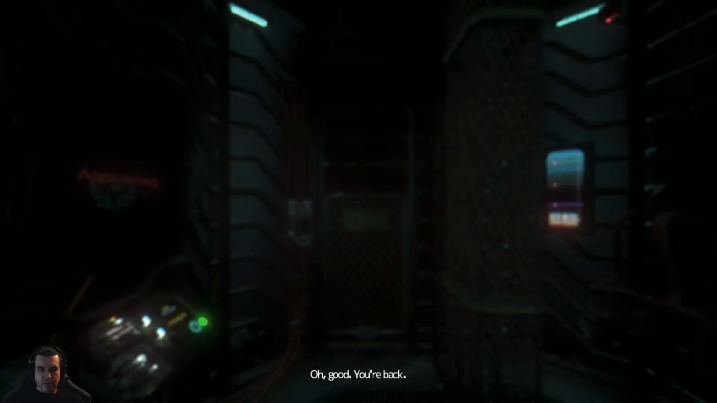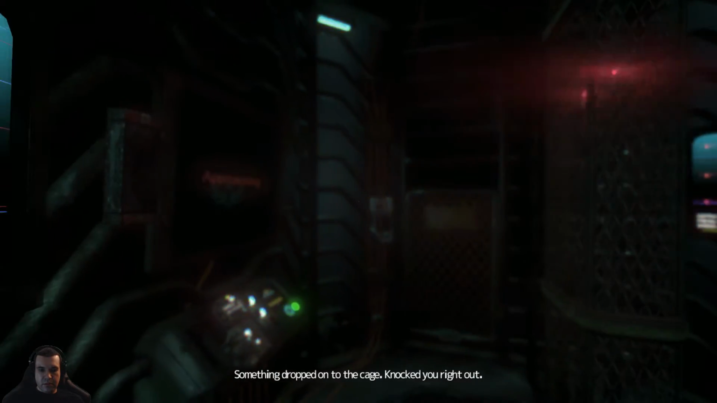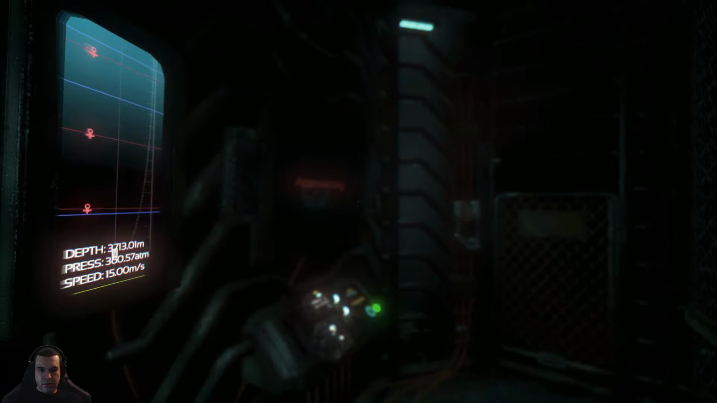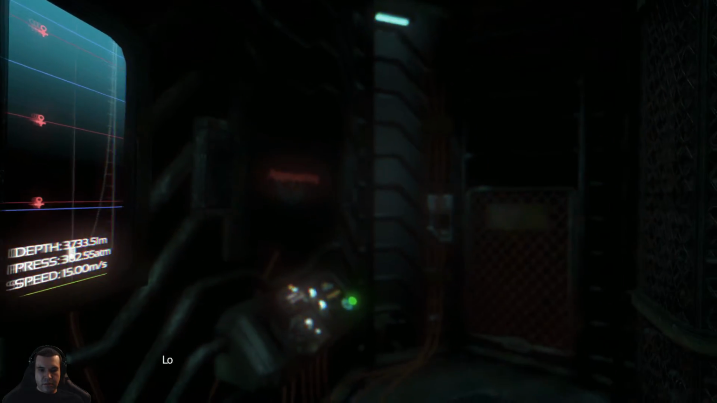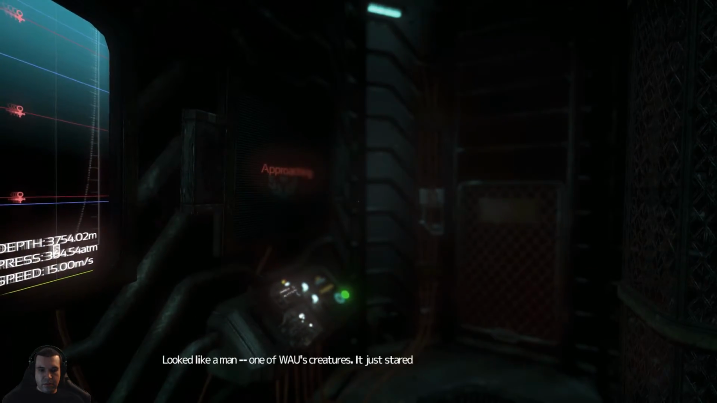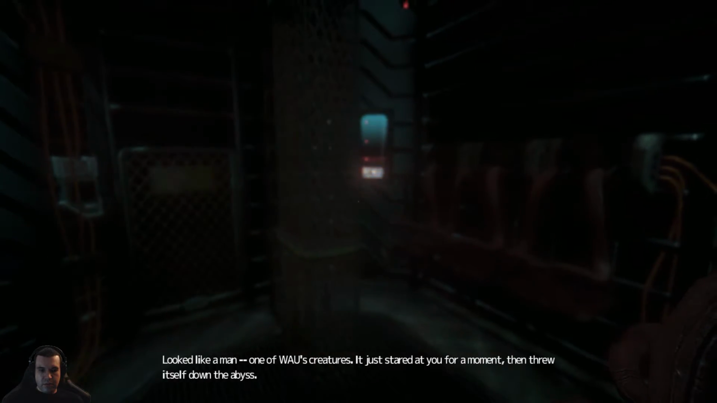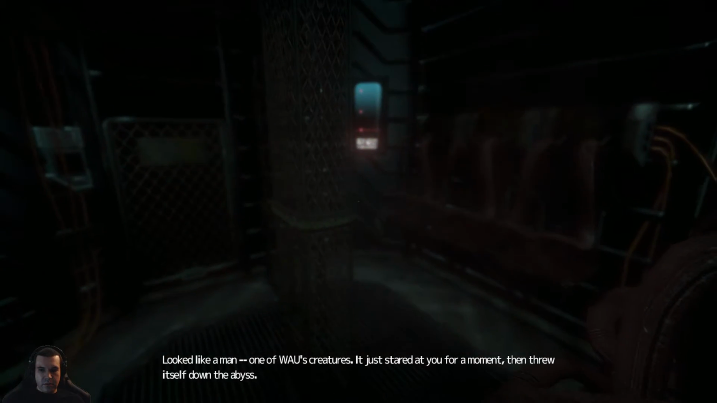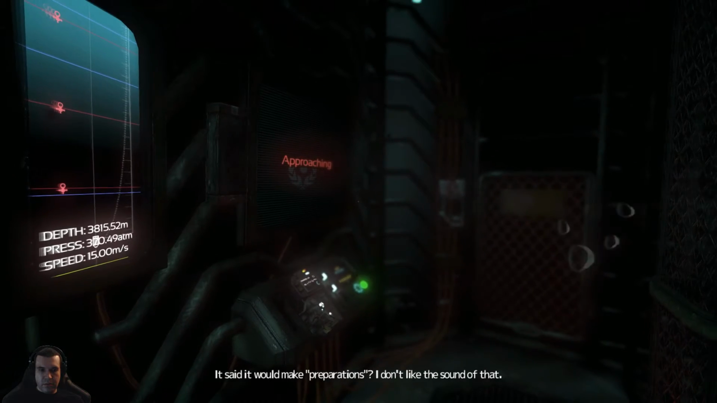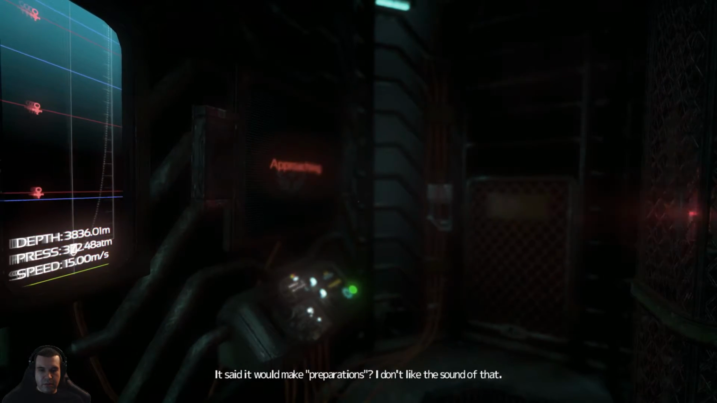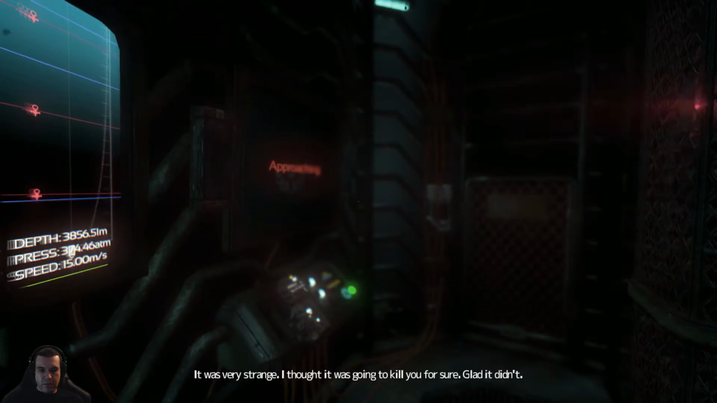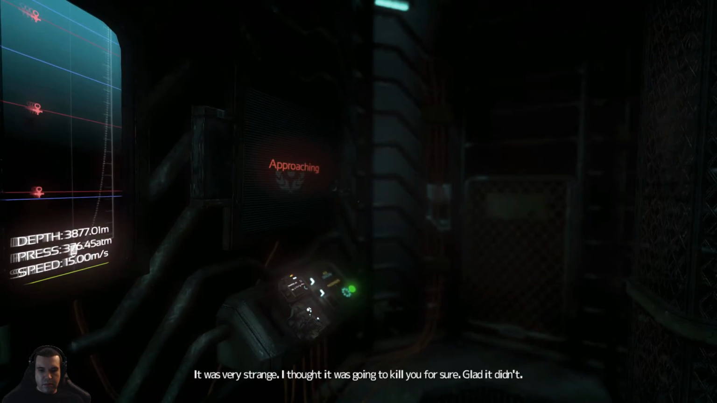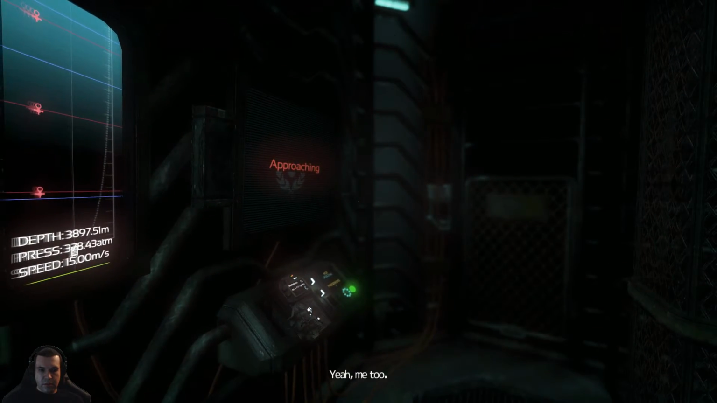Oh, good, you're back. What happened? Something dropped onto the cage. Knocks you right out. It spoke to me. Looked like a man, one of WoW's creatures. It just stared at you for a moment, then threw itself down the abyss. It said it would make preparations. I don't like the sound of that. It was very strange. I thought it was gonna kill you for sure. Glad it didn't. Yeah, me too.